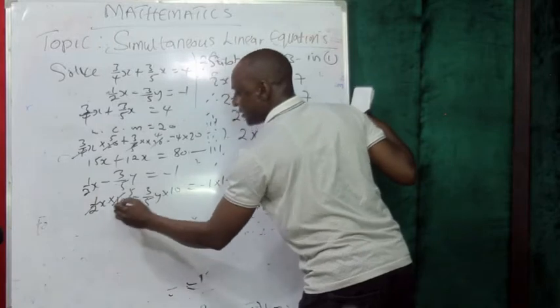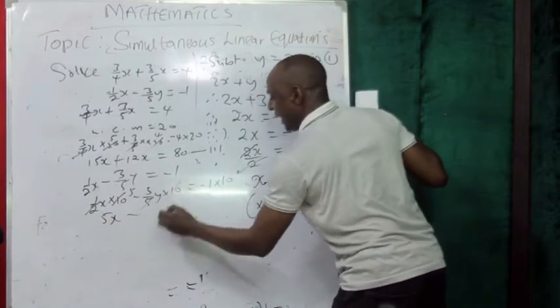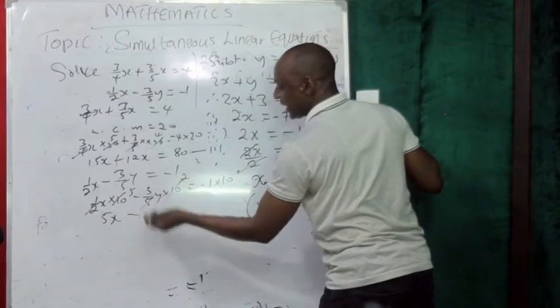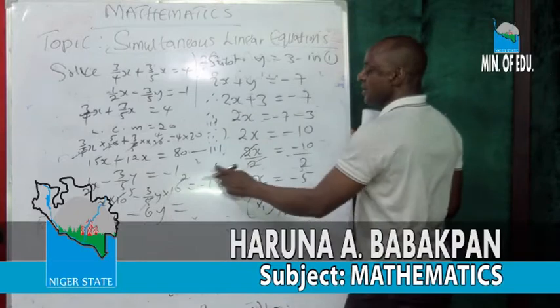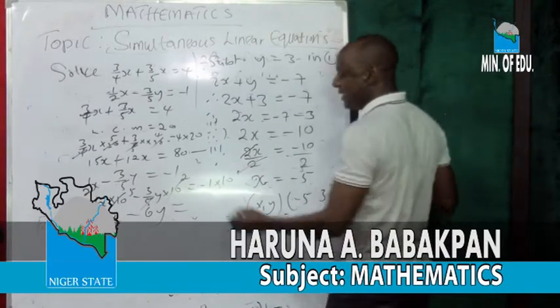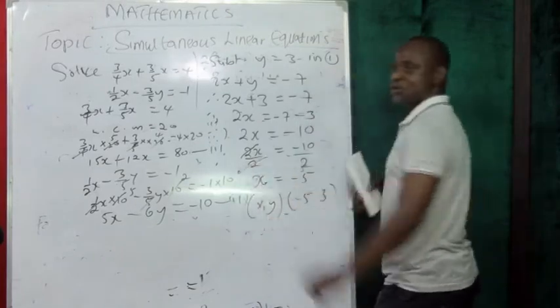5 times x gives you 5x. Minus, 5 cancels 10, it gives you 2. 2 times 3 gives you 6, that is 6y, which equals negative 1 multiplied by 10, which gives you negative 10. And this one serves as your equation 2.